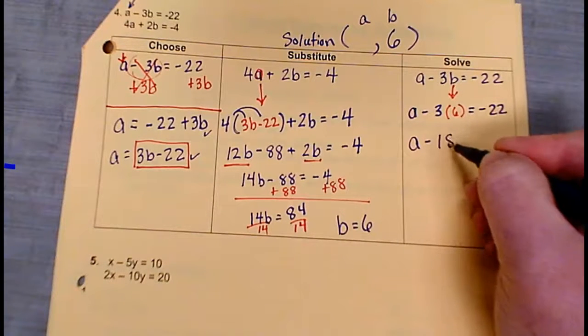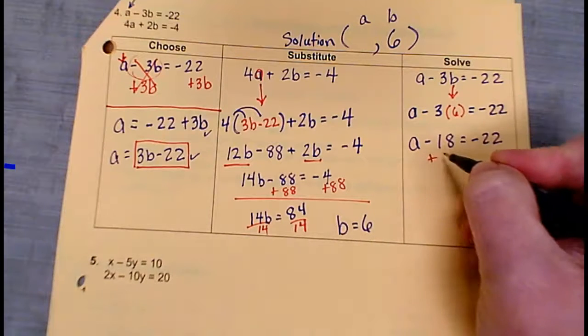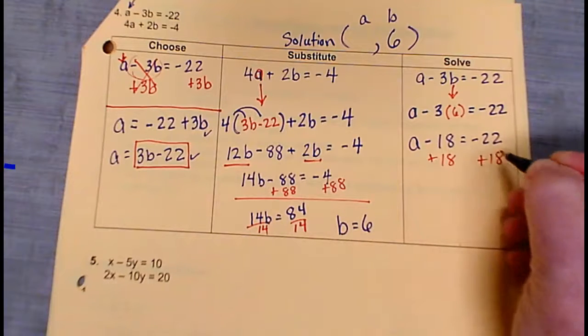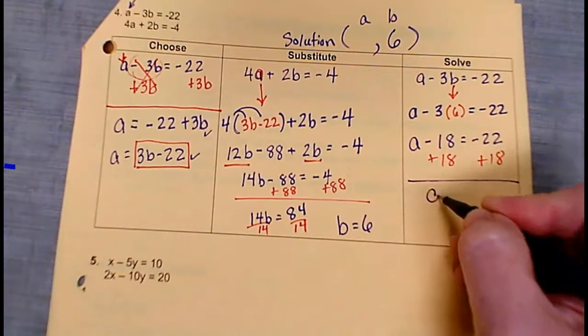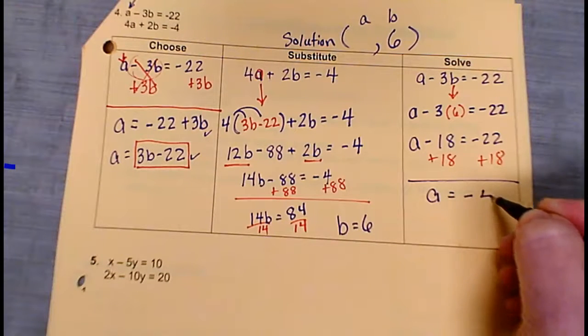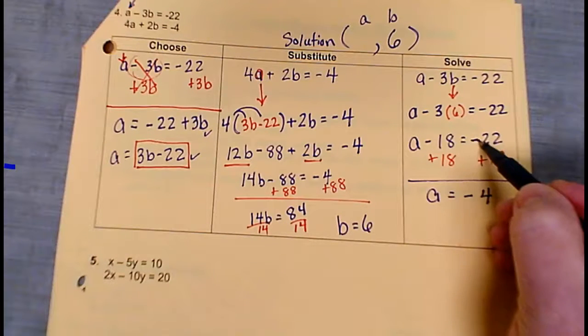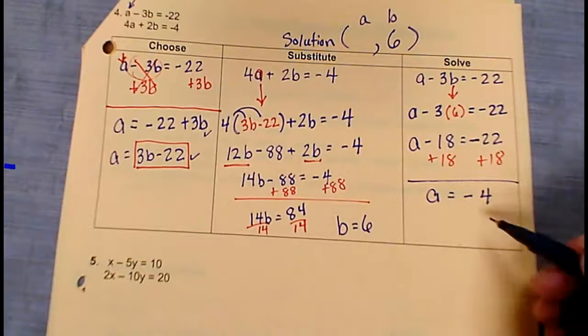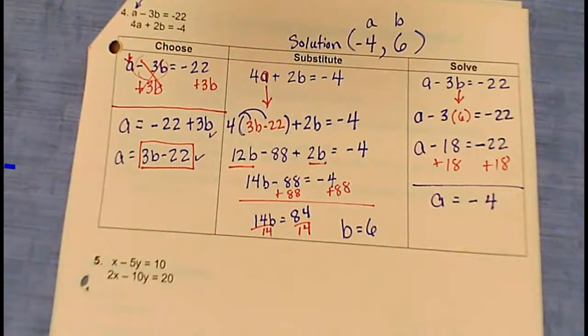3 times 6 would be 18. To solve that, I'm going to add 18 to both sides. And A is equal to -4. These have opposite signs, so you subtract them and you use the sign of the larger number. If I graph these, I would find that the intersection point is at -4 and 6.